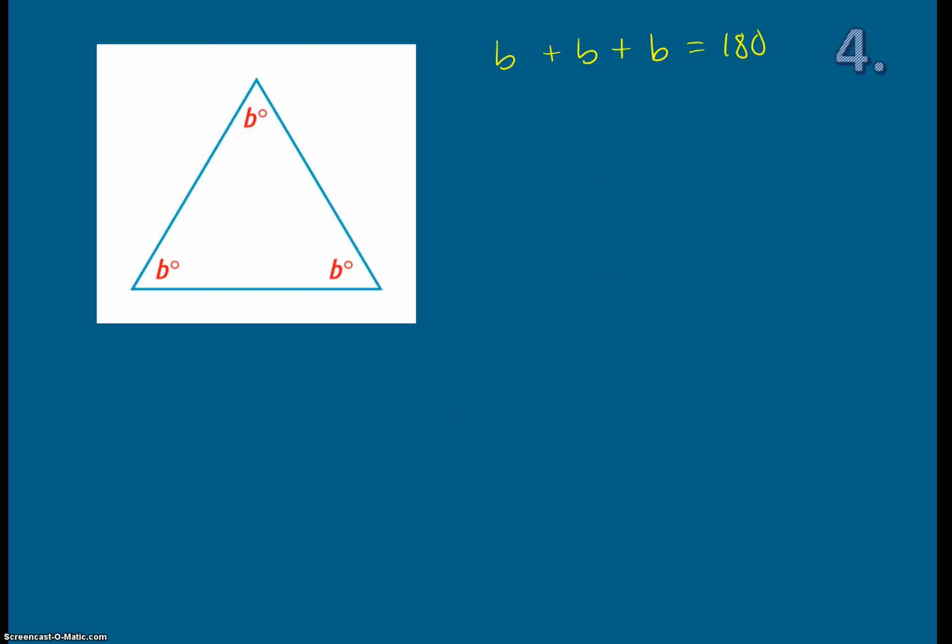In this case, I'm given 3 degrees that are exactly the same. They're all B. Don't let the algebra, the letters, fool you. If they're all the same, that means all sides are the same, and this is called an equilateral triangle, so all the angles are going to be the same.